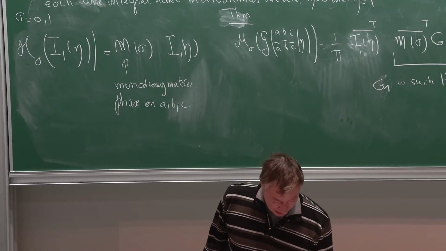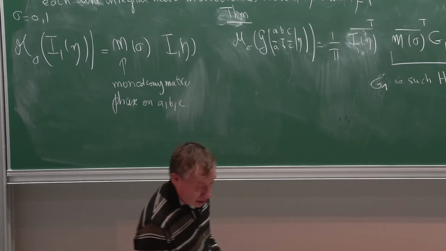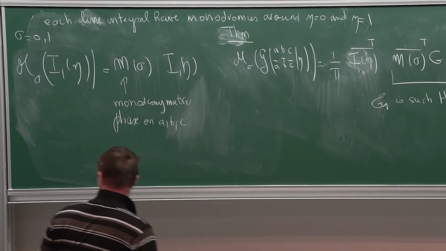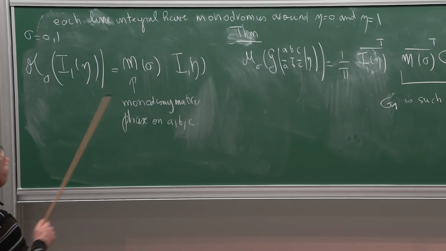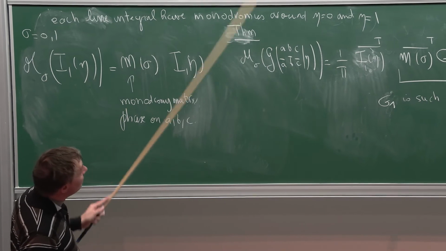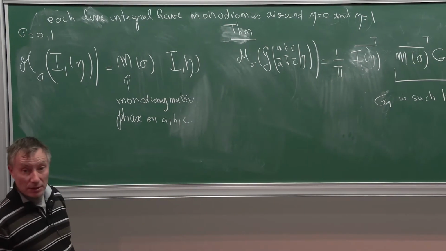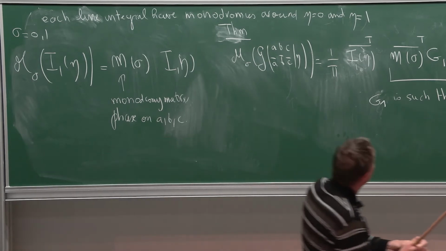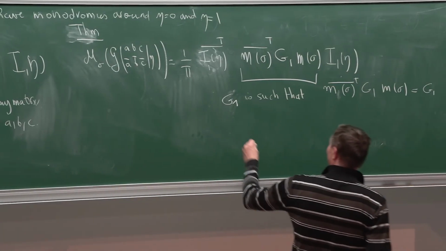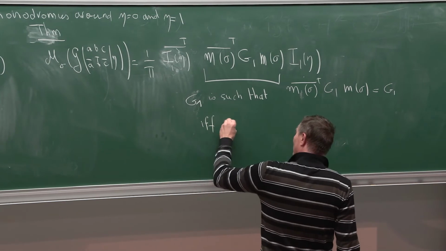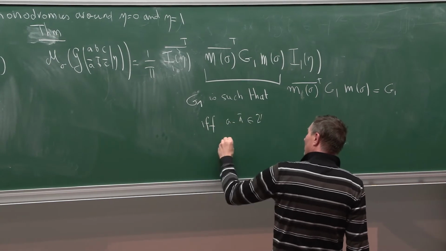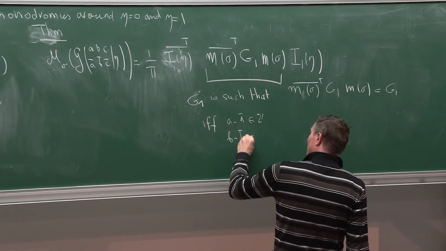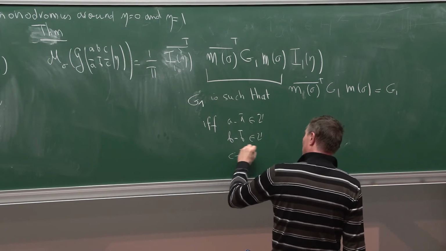Sorry, just to make sure, G1 is that matrix over here in the middle? Yes. And is this theorem true under the requirement, as you wrote before, that A minus A bar is an integer? Yes, I'm sorry, of course. If and only if A minus A bar is an integer, B minus B bar is an integer, and C minus C bar is an integer.